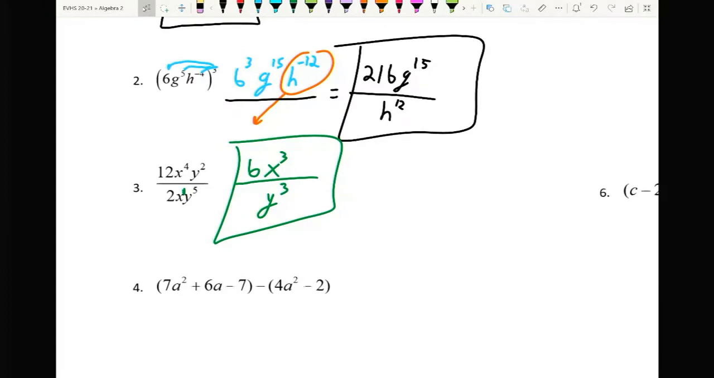Okay, number 4 is our first addition and subtraction problem. We're going to make sure that we distribute that negative sign out. So we're going to have negative 4a and positive 2. And now we're going to combine our like terms. 7a squared and negative 4a squared makes 3a squared. Now we've got a 6a is the only one of its kind, so plus 6a. And then negative 7 and positive 2 makes negative 5.